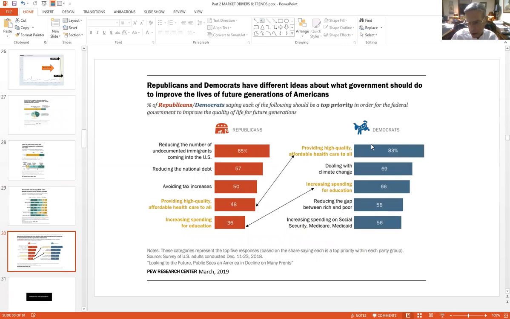There are other preferences among liberals and conservatives, Democrats and Republicans, but where they do tend to agree more or less is on the need for better health care: 83% of Democrats, only 48% of Republicans. And a need for improving education: two-thirds of Democrats, a little more than one-third of Republicans.